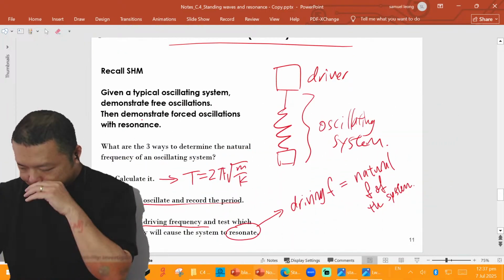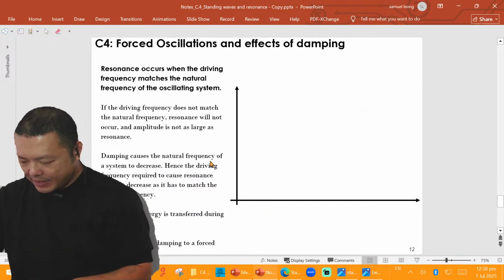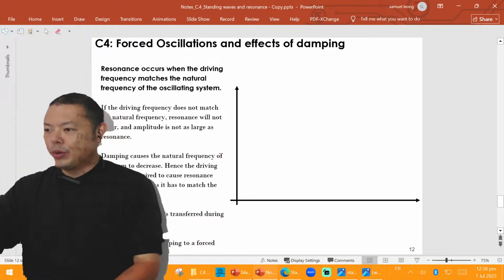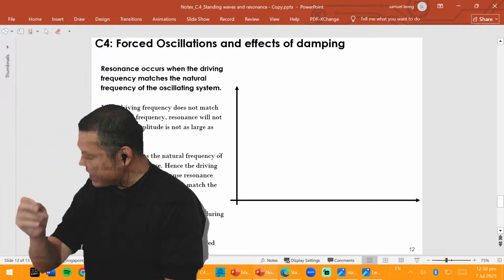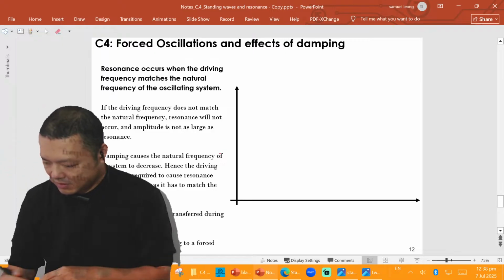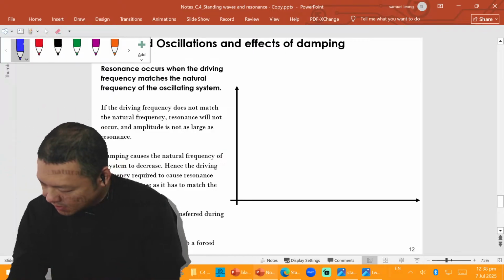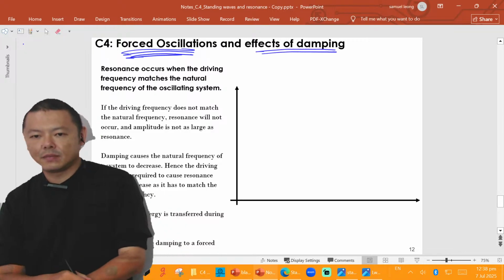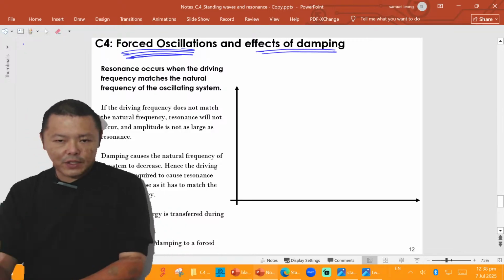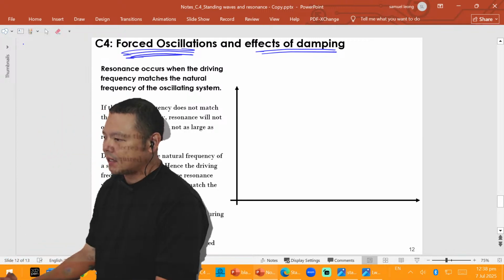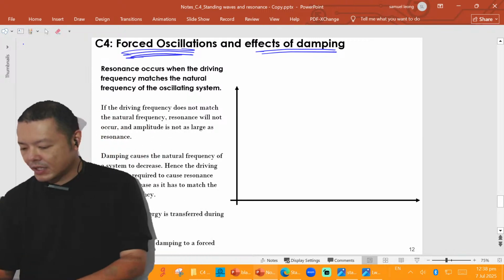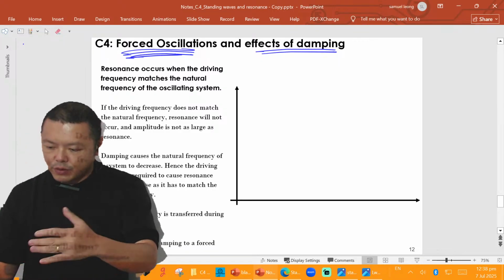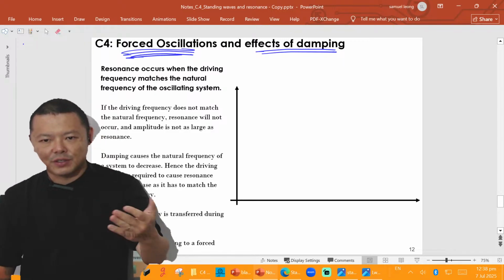Okay, let's go on to the next page. Sorry, these pages are very big and blank, don't know why. So now we do forced oscillations with damping. Forced oscillations and free oscillations are two different things. So what happens when you try to damp a forced oscillation?